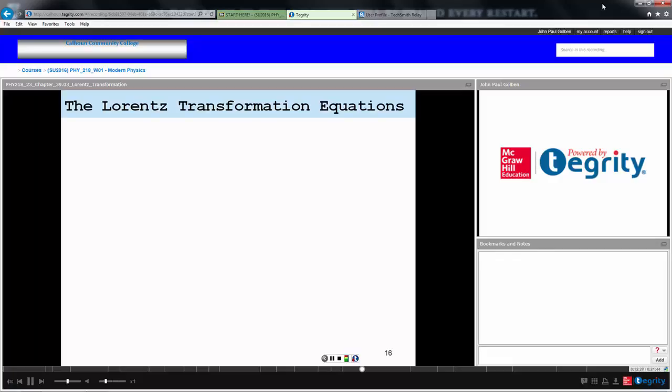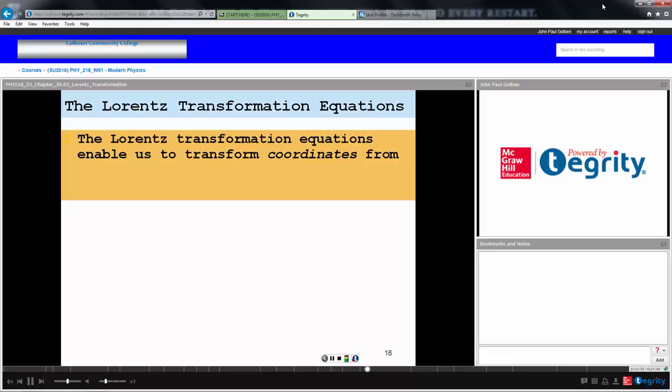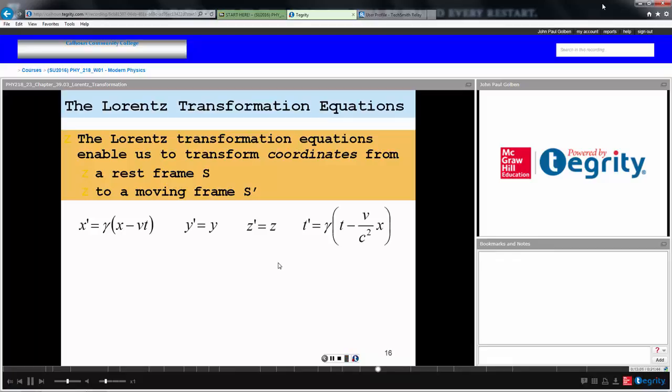We can prove this mathematically, but we need more tools. And for that, we need the Lorentz transformation equations. The Lorentz transformation equations enable us to transform coordinates from a rest frame S to a moving frame S prime, where the movement is along the x direction. So we have the moving coordinate x prime equal to gamma times (x minus relative velocity v times time). Y and z are the same because there's no movement in those directions. And then we can transform from the rest frame to the time in the moving frame: t prime is equal to gamma times (t minus v over c squared times x). So if we know the rest coordinates x and t, we can get the moving coordinates x prime and t prime.